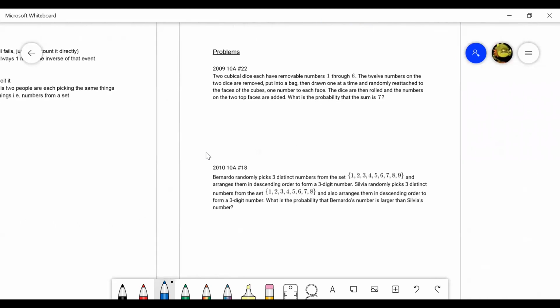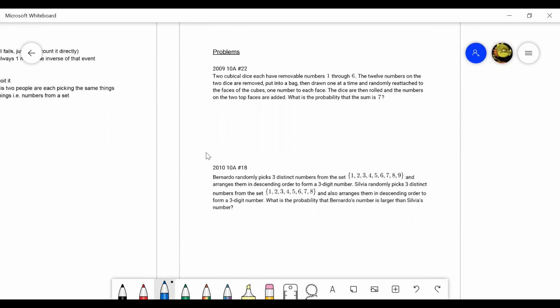All right, so the first one: the 2 cubical dice each have removable numbers. The 12 numbers on the 2 dice are removed, put into a bag, drawn one at a time, and randomly reattached to the faces of the cubes. And then the dice are re-rolled. Numbers on the 2 top faces are added. What is the probability the sum is 7?